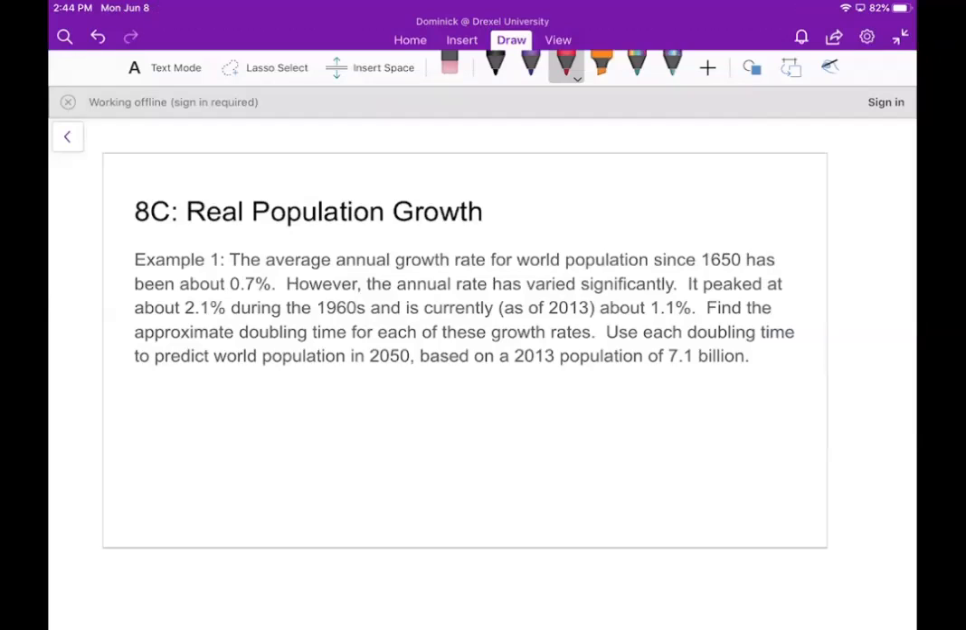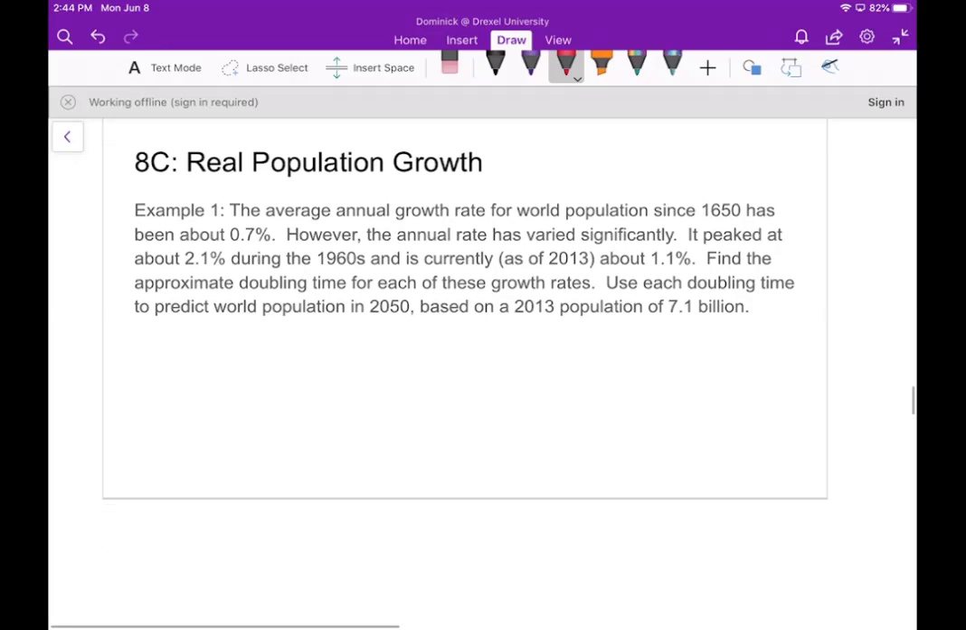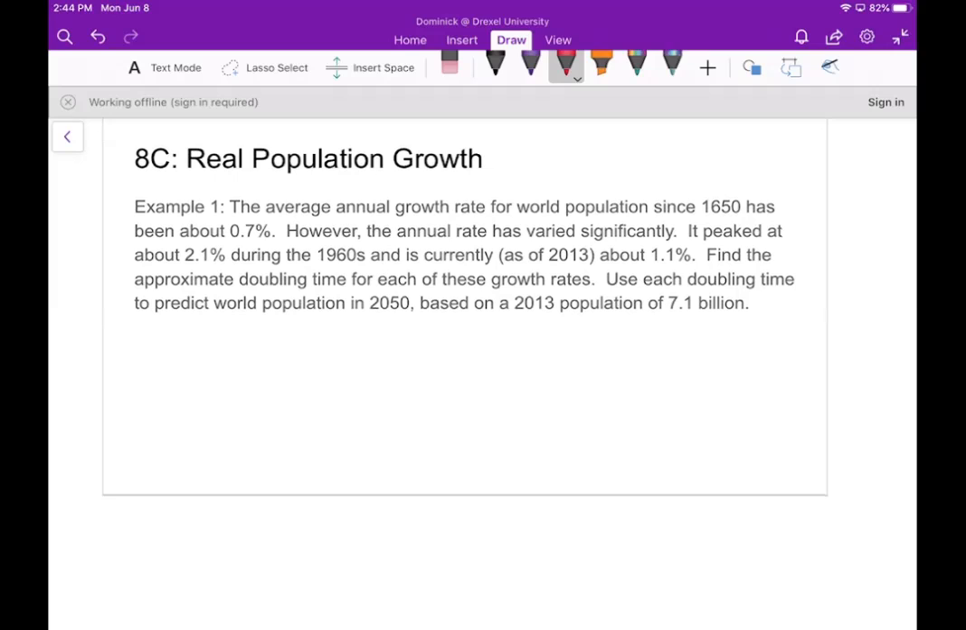But in this first example, we have that the average annual growth rate for the world population since 1650 has been about 0.7%. However, this annual rate has varied significantly. It peaked at about 2.1% during the 1960s and is currently, as of 2013, about 1.1%. Now we're going to find the approximate doubling time for each of these growth rates and use each doubling time to predict the world population in 2050 based on the 2013 population of 7.1 billion.